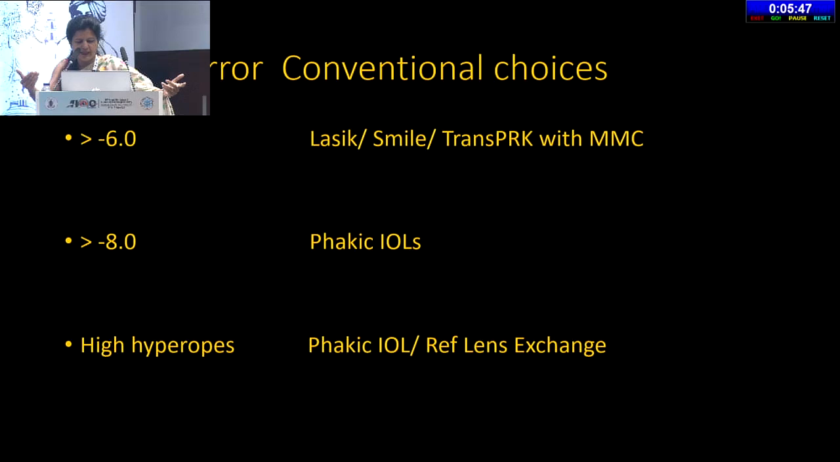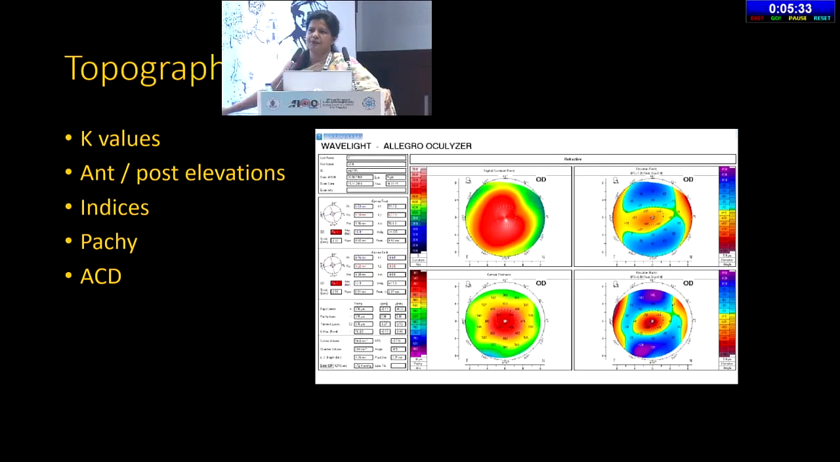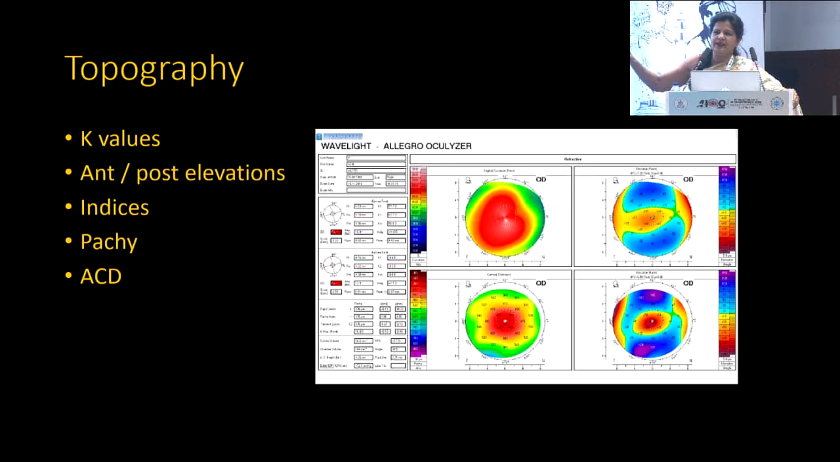Now, for any high range refractive error, to prevent an oblate cornea, it may be better to go in for a phakic intraocular lens. And high hypermetropes, which don't come in the purview of laser vision correction by way of topography or the magnitude of the power, can go in for refractive lens exchange or a phakic intraocular lens. Now the most important part is the vetting of the topography.